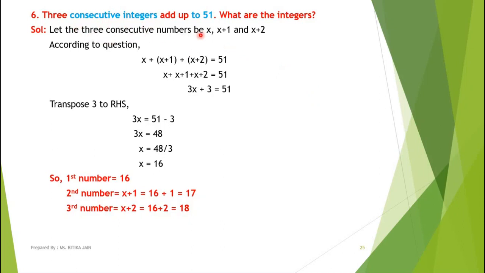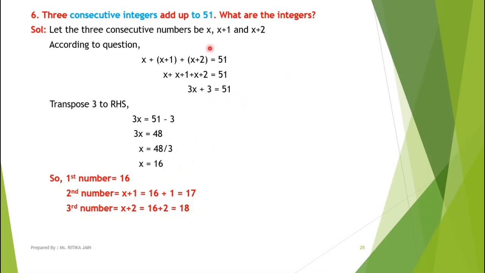So let the 3 consecutive numbers be x. If I add 1, it will give me the next number, so x plus 1 and x plus 2. So according to the question, the sum of these 3 consecutive numbers is 51. So form an equation, x plus x plus 1 plus x plus 2 equals 51. Take all the x terms together and add. So it will give you 3x plus 3 equals 51. Now transpose plus 3 to RHS. So it will give you 3x equals 48 and x equals 48 by 3 equals 16.